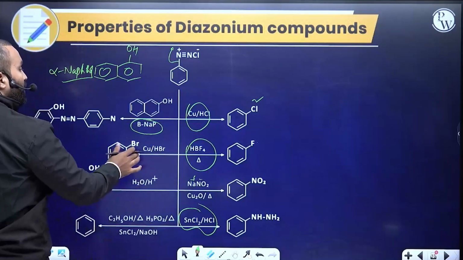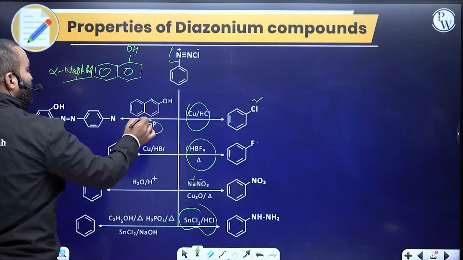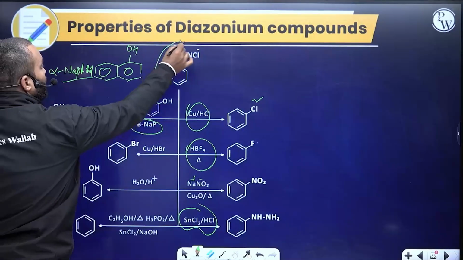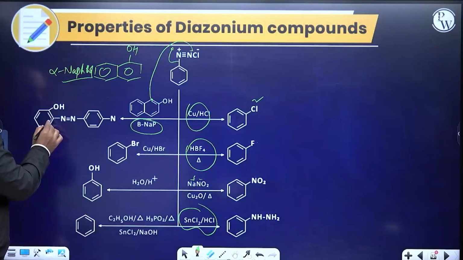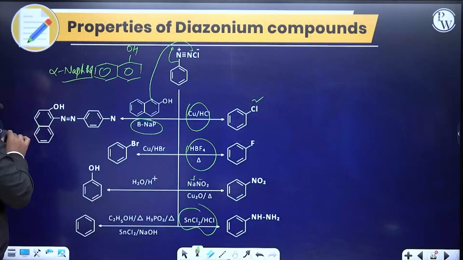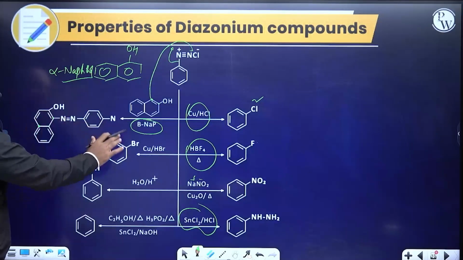Beta naphthol will again increase the electron density on this particular position, and then attack will happen on this nitrogen. There will be a bond formed. Check please, this carbon center. Earlier it was para. Now it is the ortho center. Sir, why not para? Because para is blocked. Para is already occupied. This is ortho, meta, para. Para is used. So ortho is free. Ortho has to form this molecule.